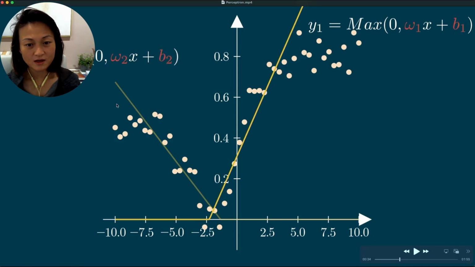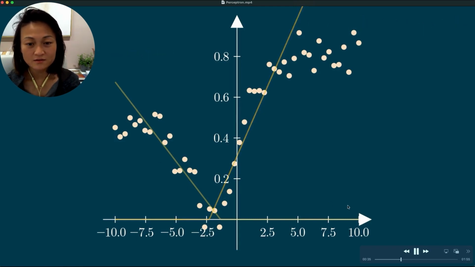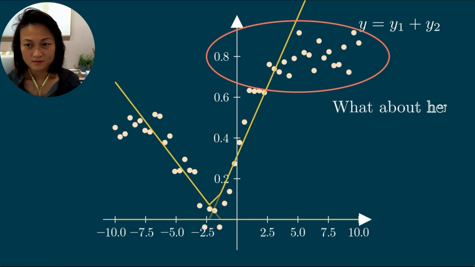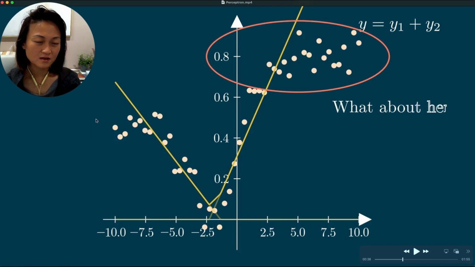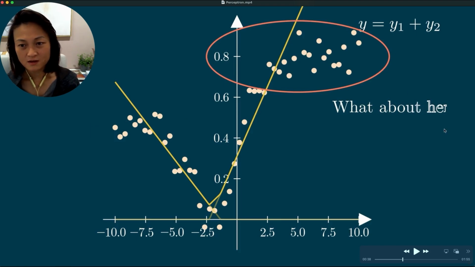And we do the same with that other line. So we have a max, and so there's a kink here. And now when you add these two lines together, you're able to create this V shape. But of course, as we said before, V shape still doesn't fit this data set very well. It's got some out here, it's got some out here. What are we going to do about that?